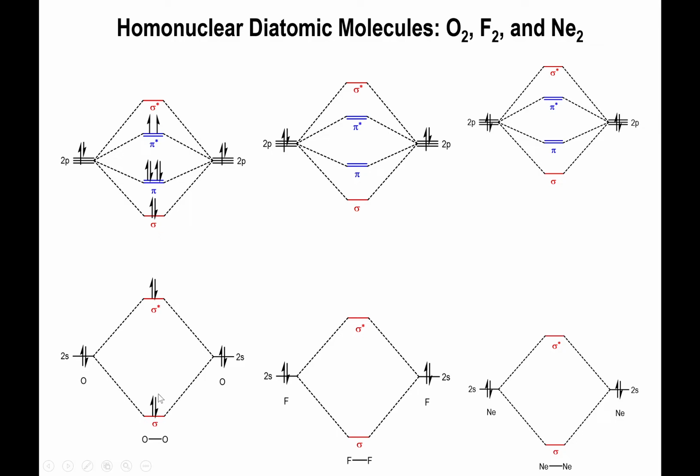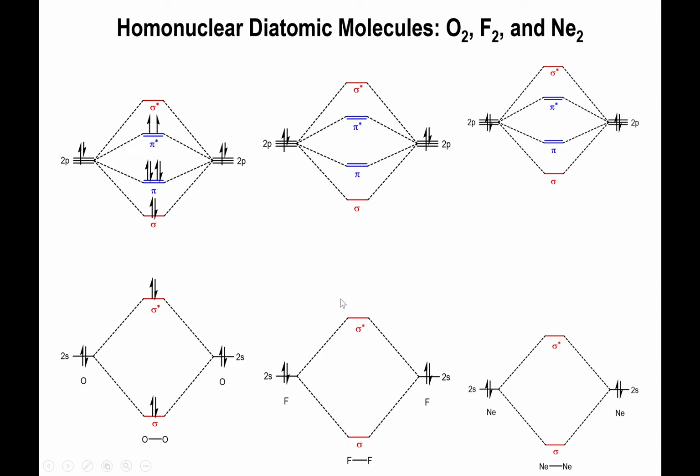So for dioxygen, if you actually put in the 12 electrons, you have 1, 2, 3, 4, 5, 6, 7, 8, 9, 10, 11, 12. And notice that for the pi star set, I put the 2 electrons as being spin up because there's 2 boxes that are of equal energy. So you have to follow Hund's rule before you start pairing them up.